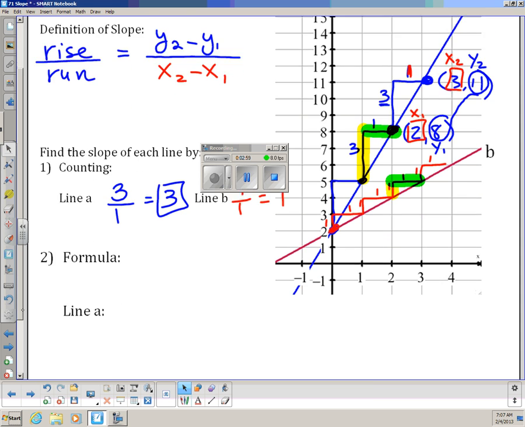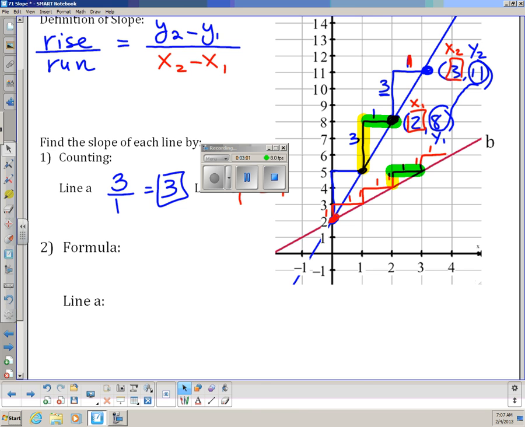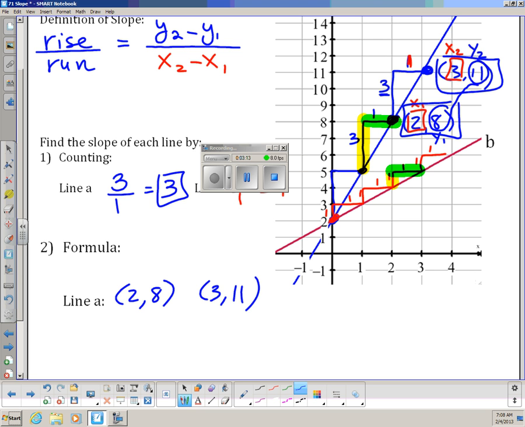If we wanted to do this by the formula for line A, I can choose any 2 points. So I'll choose 2, 8, and I'll choose 3, 11. So here are my points, 2, 8, 3, 11. The 2 is my x coordinate of the first point. The 8 is the y coordinate of the first point. The 3 is the x coordinate of the second point. The 11 is the y coordinate of the second point.